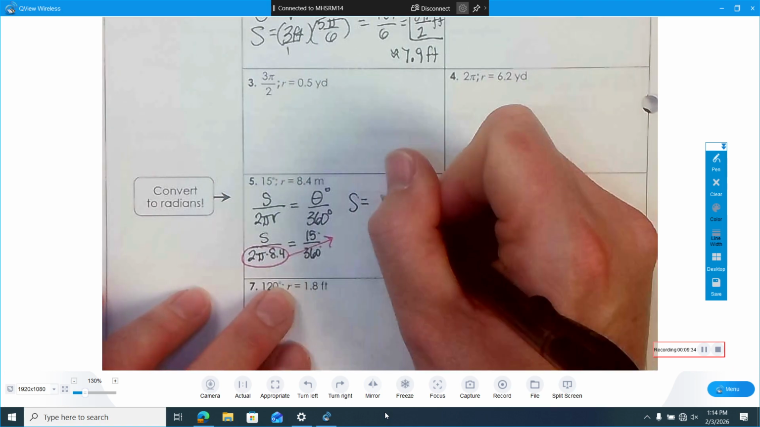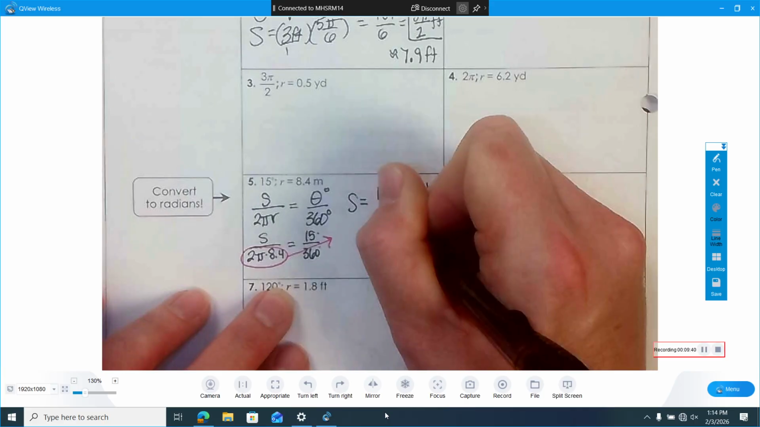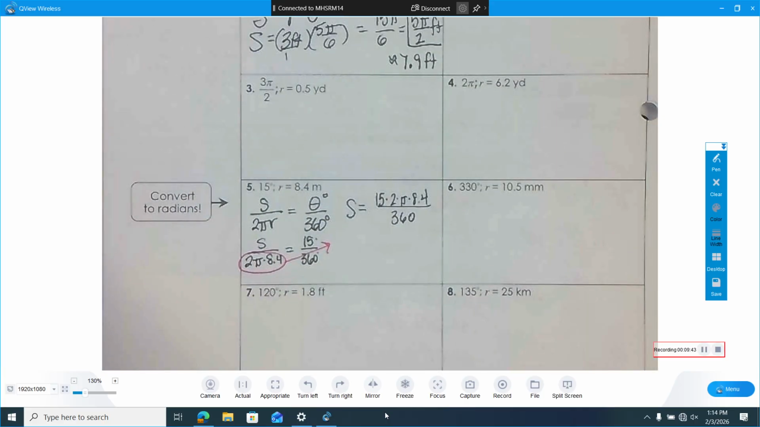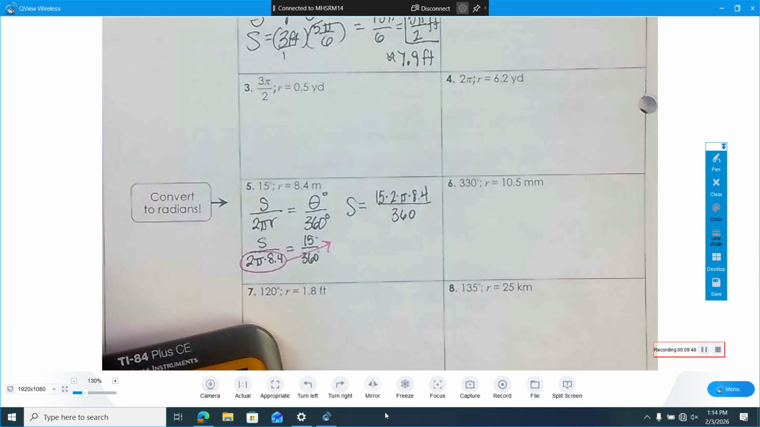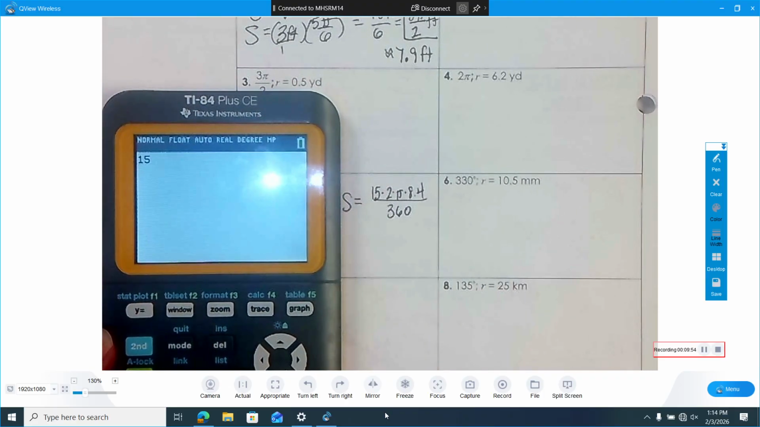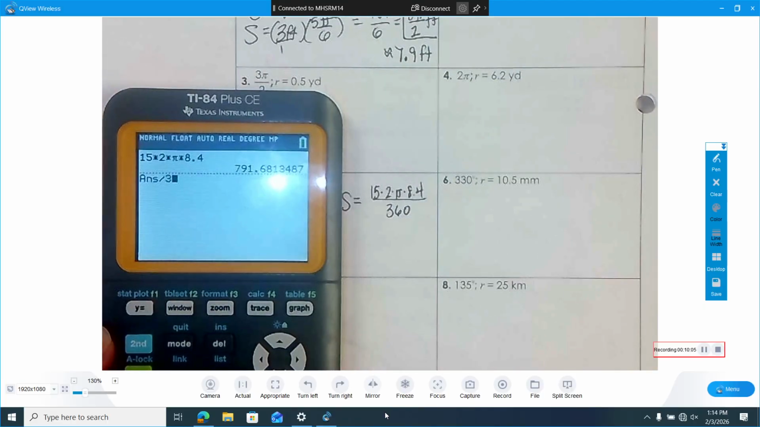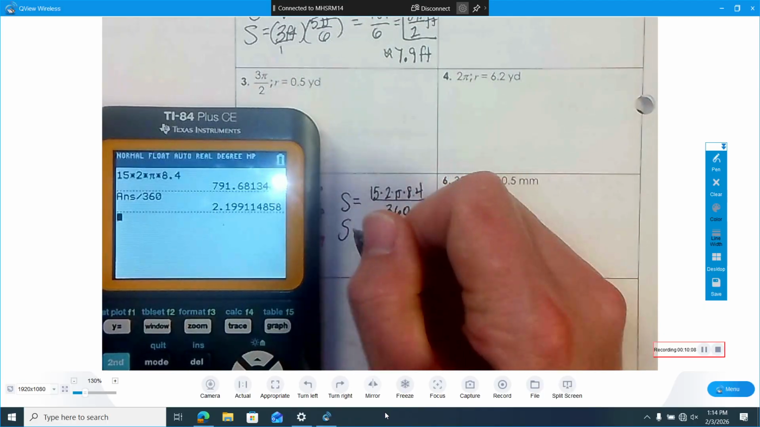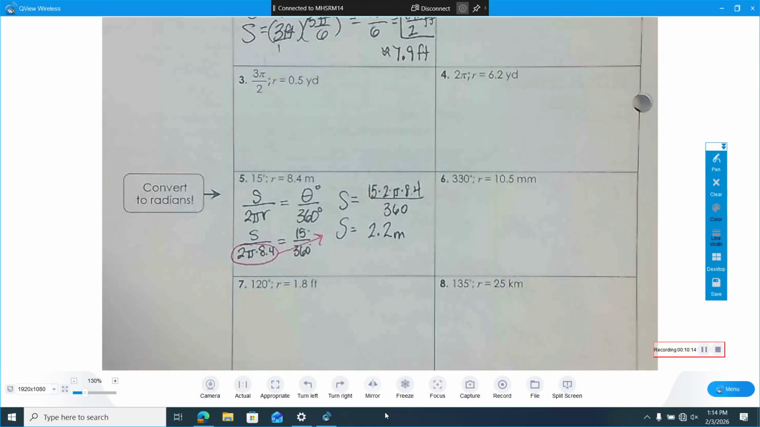S equals 15 times 2 times pi times 8.4 over 360. Everything goes on top, 360 is on the bottom. And this one has a decimal in it, so decimal answers are fine. If it begins with a decimal, it can end with a decimal. That's the rule. 15 times 2 times pi times 8.4, and that's the numerator divided by 360. We get 2.2, and the units are meters, 2.2 meters in length.